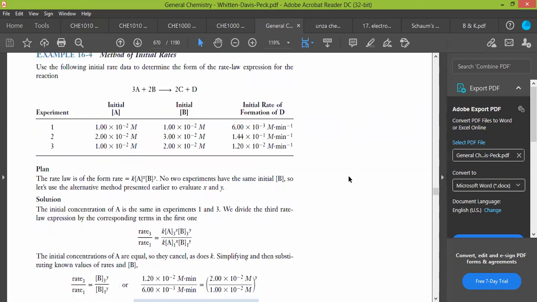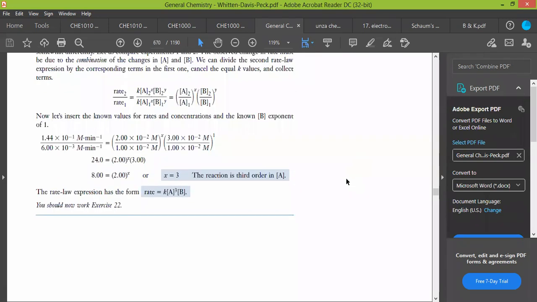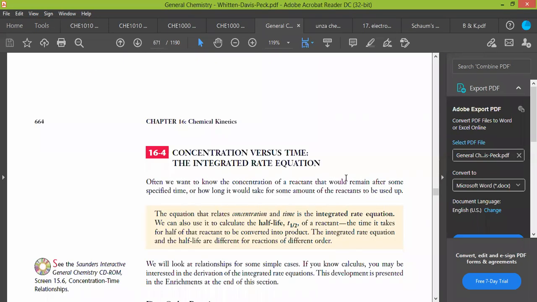Okay, so we are past this now. So that is how we were finding those orders of reaction. Now we go to looking at the integrated rate law. We were looking at just the rate law, which is a differential. Now we look at the integrated rate law.